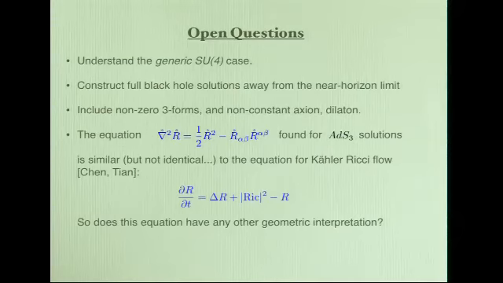It needn't be asymptotically flat, we don't really have any control over that at the moment, but in principle one could try and do it. One could include more field content, like non-zero 3-forms, non-constant axion, and a dilaton. And lastly, I just want to mention briefly this equation which we had earlier.